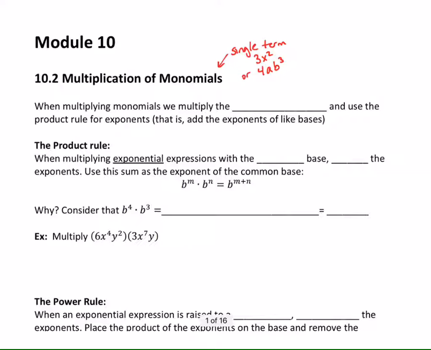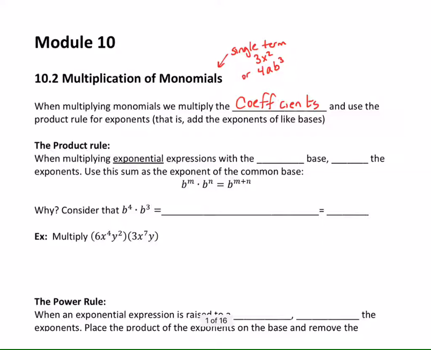When multiplying monomials, the first thing we do is we multiply the coefficients. So in those two examples that I gave up there, that would be like the 3 and the 4. So if I wanted to multiply those two together, I'd start by multiplying the 3 and the 4 together. When I multiply the variable parts, I have to then use what's called the product rule. So you multiply the coefficients, and then you use the product rule for the exponents.